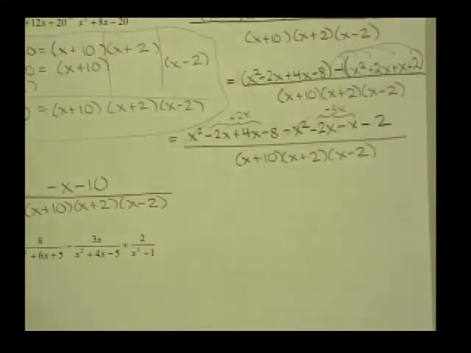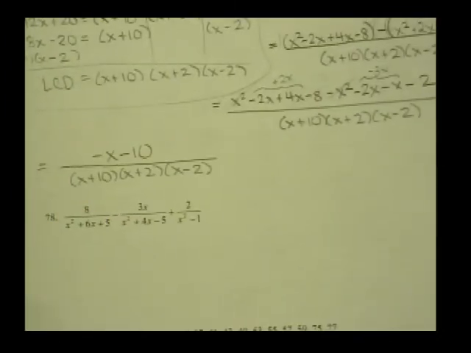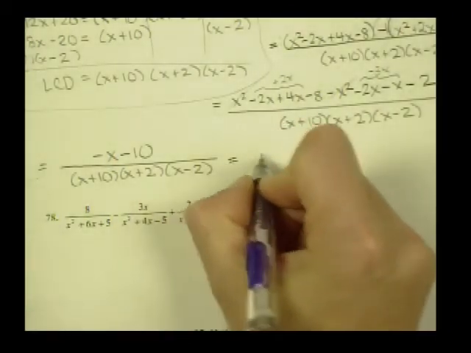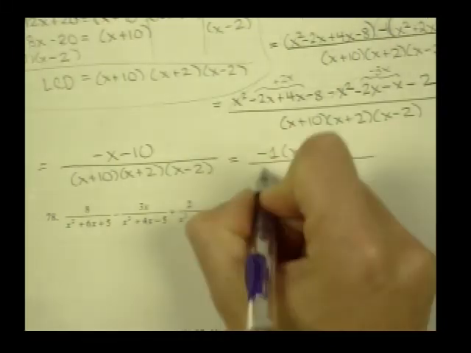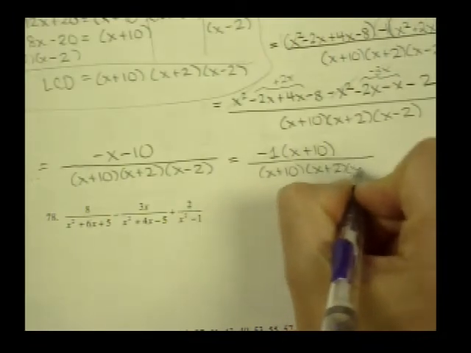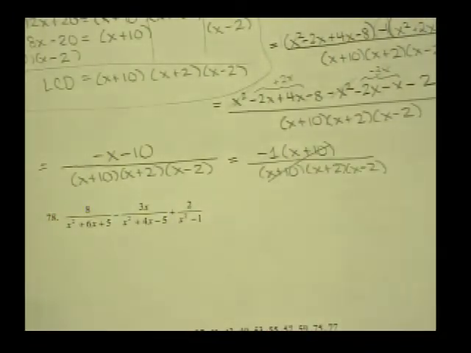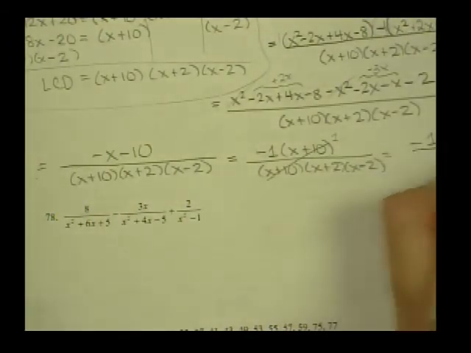Is there anything we can do in the top? Is there anything we could do to factor? Yeah, let's take out a negative 1. Then what's left? X plus 10. And that matches one of the factors in the denominator. So they would cancel. They make 1. And so we just have negative 1 over x plus 2, x minus 2.